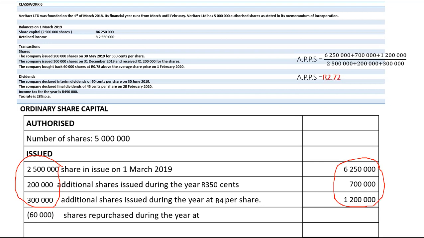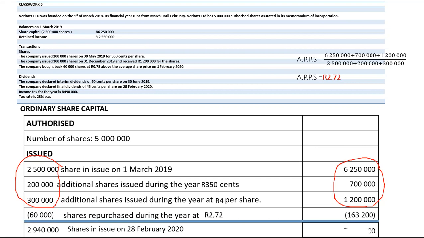I normally refer to it as APPS, and that value will be R2.72. Now, please note that the buyback of shares will only be recorded at APPS in your ordinary share capital note, always at APPS. If you have watched the previous videos on shares and buyback, you will note that we put that 163,200 in brackets and calculate the number of shares at the end of the year plus your share capital. When you take your share capital at the end of the year and divide it by the number of shares at the end of the year, it'll still give you that R2.72. This only happens if the last transaction was the buyback.